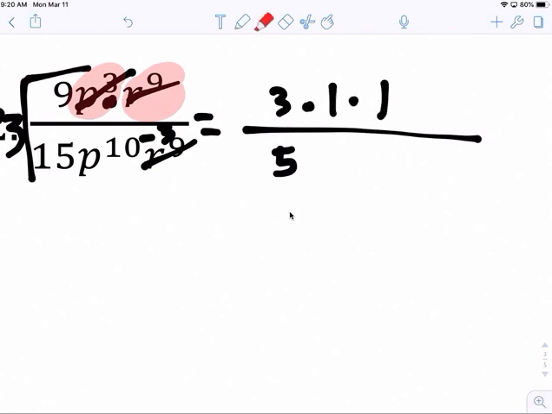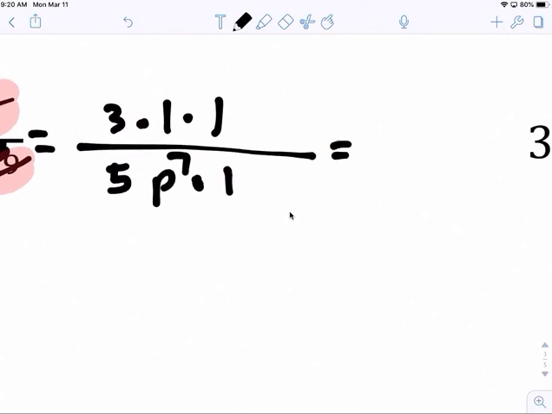At the bottom, this is a 1, and p to the 7th. So your answer, there's no negative exponent, 3 over 5p to the 7th.